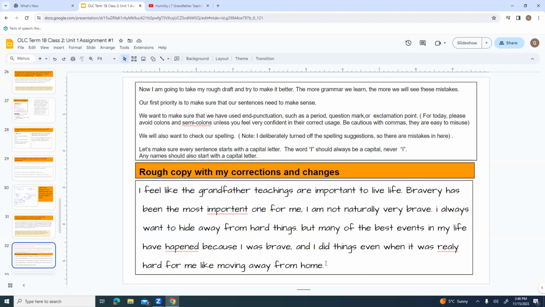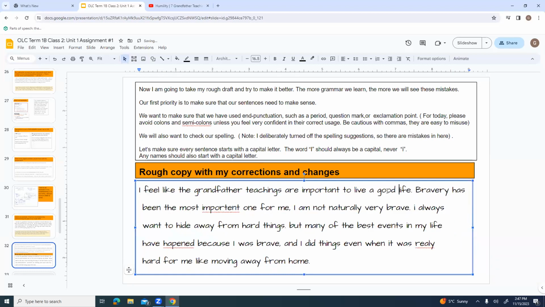Okay. So I feel like the grandfather teachings are important to live life. I don't like this sentence for the simple reason that live could also be live. So then it could be like live life, and it doesn't quite make sense. Are important to live. I'm going to add a good life just because I think having live and life next to each other just looked funny.